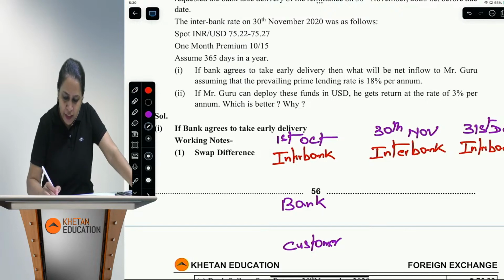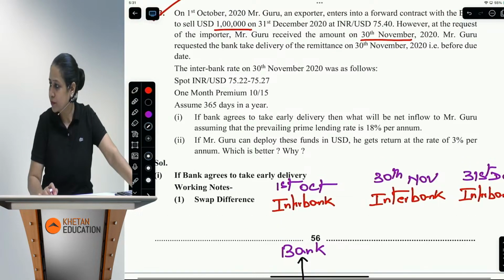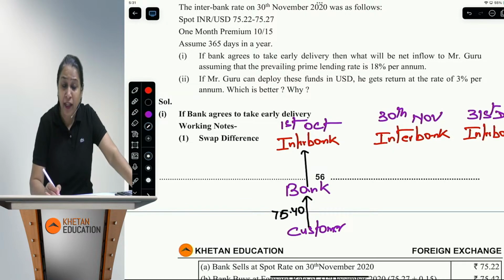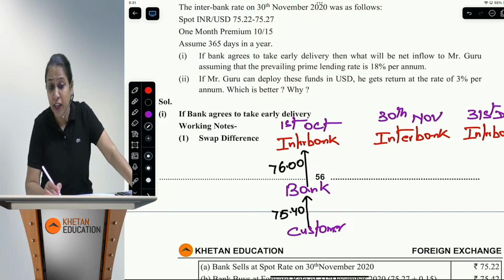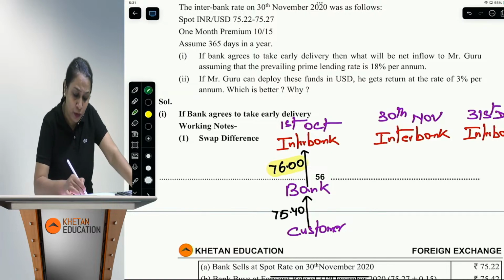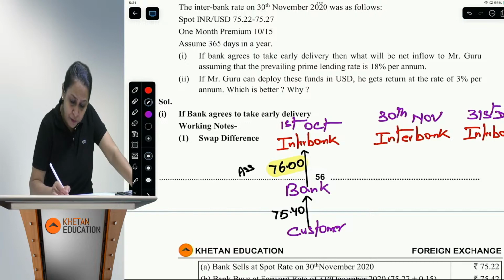Now look at this. The customer promised to sell $1 lakh. Careful, just look at the diagram, nothing else you have to see. The customer sold to the bank how much? $1 lakh at the rate of 75.40. They have not given the rate at which the bank sold in the interbank market. Can I assume this to be 76? Even if they do not give you this rate, it is okay. We can still solve the question, but in order to explain, I need to do that. So can I write assume?